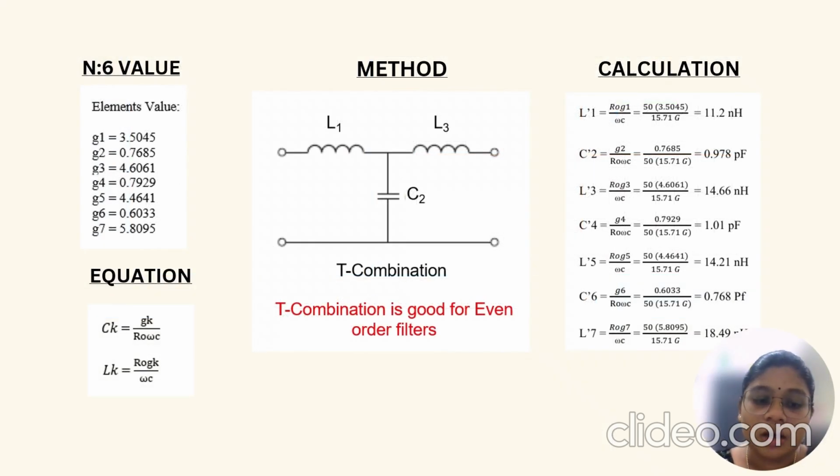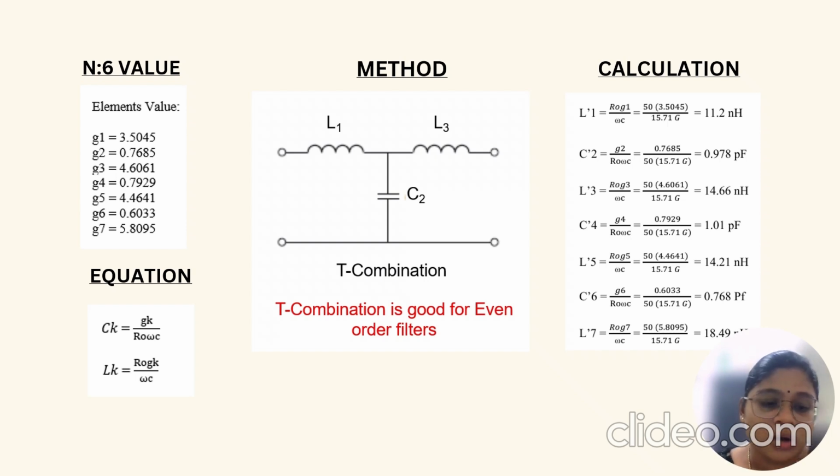Now I'm explaining how I calculated the component values for the 6th order lumped low-pass filter. This is the element value for N=6, which is G1 to G7. Why until G7? Because for 3 dB ripple, we must take all the values. Now, for the middle section, I chose the T combination because this configuration is commonly used for even order filters, as it provides a practical way to implement the required series inductors and shunt capacitors.